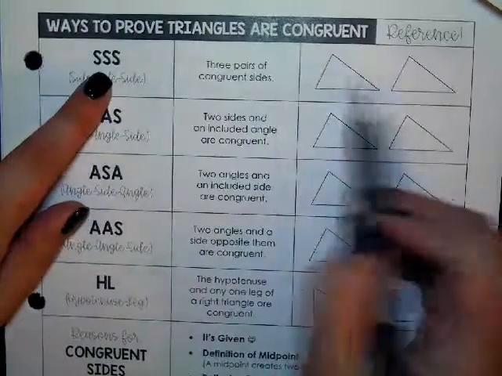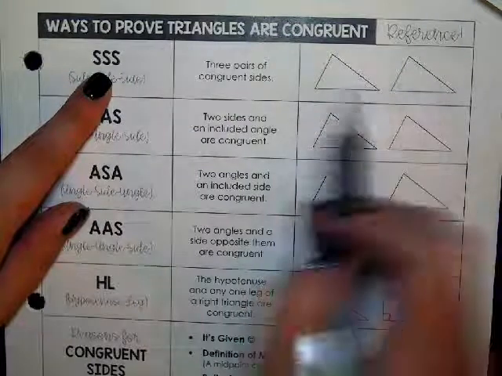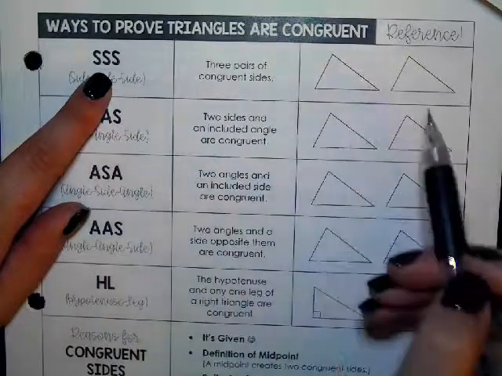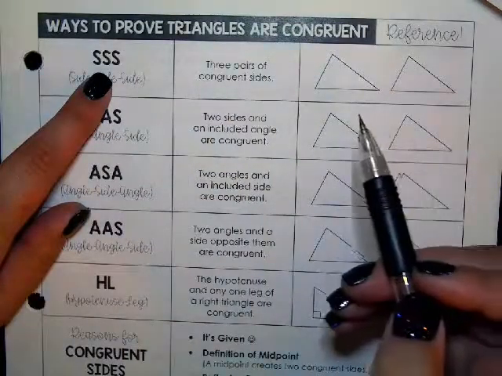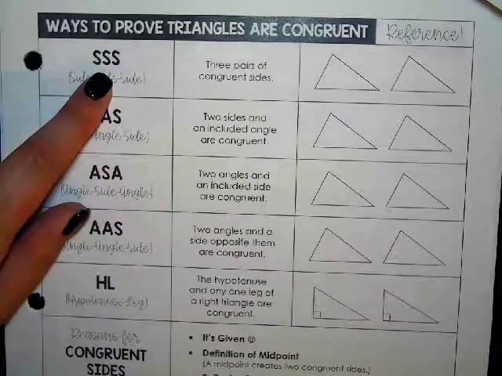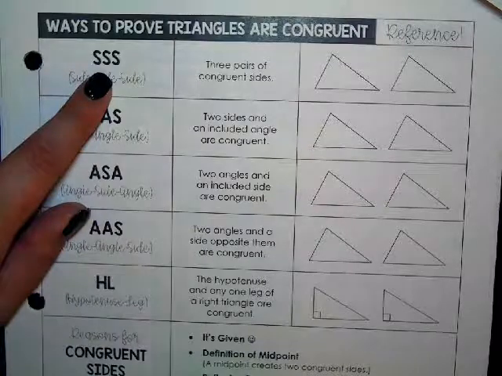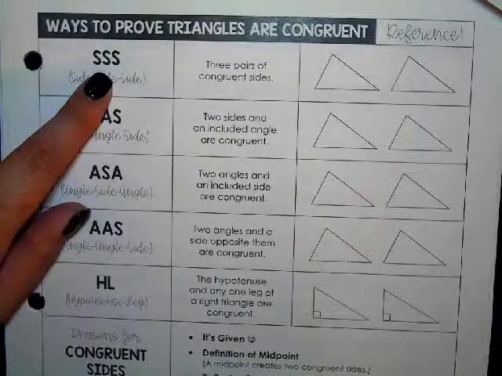So if two different triangles have three sides that all match up in length, three sides that are the same, then they have to be congruent to each other. There's no other possibility. They have to be identical. All the angles have to be the same. All the sides have to be the same, okay?